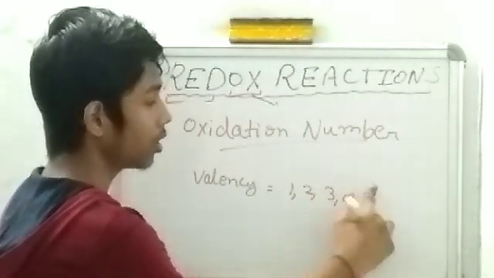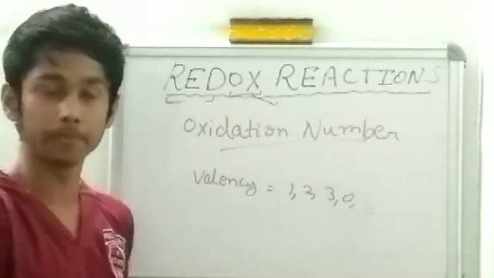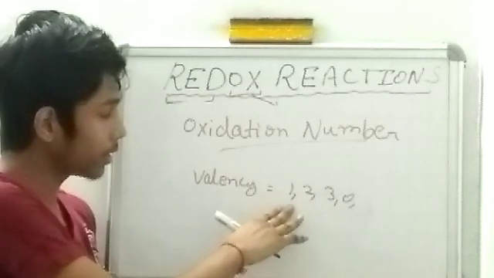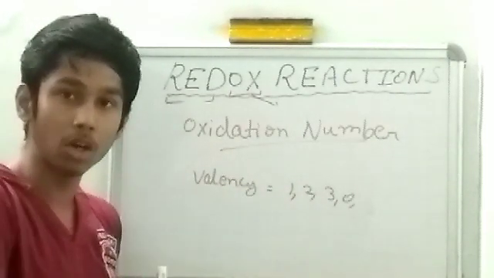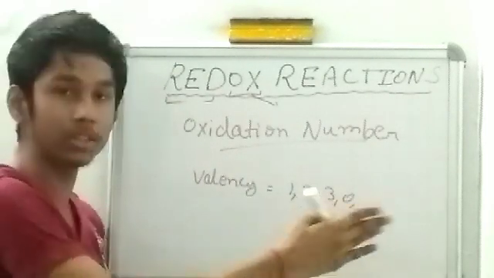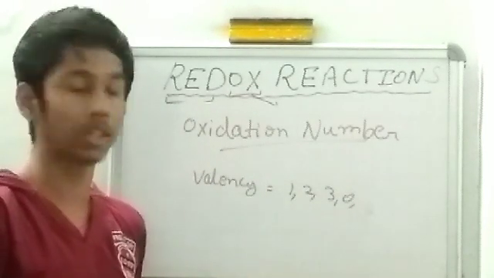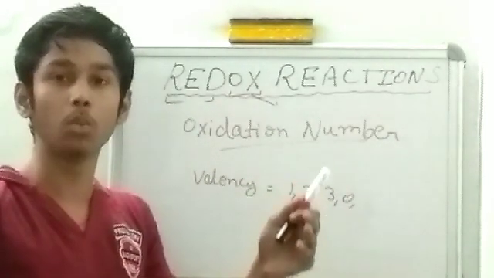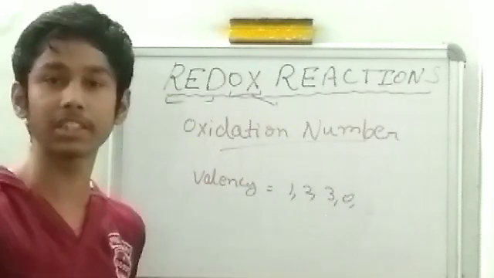Or 3, it can be 1, 2, 3 or 0, right? So this is the valency. That means that in the last shell, either 1 electron can be gained or lost, 2 electrons can be gained or lost, 3 electrons can be gained or lost, or 0 electrons need to be gained or lost. That means that atom will be completely stable, right? So this is just the valency.